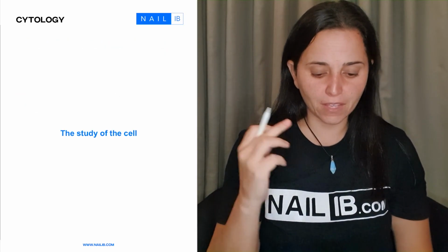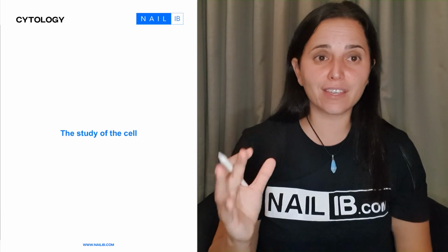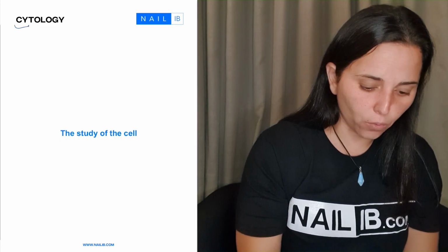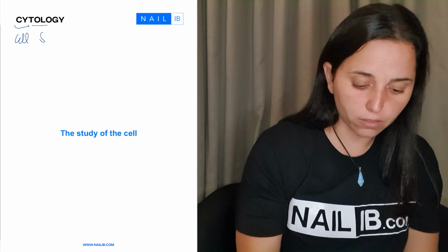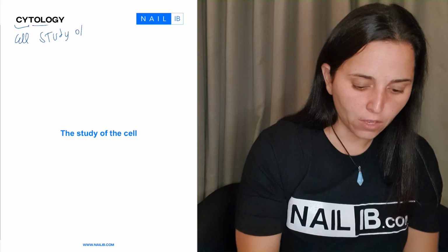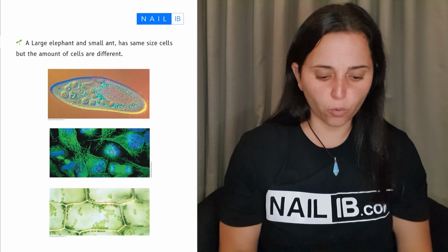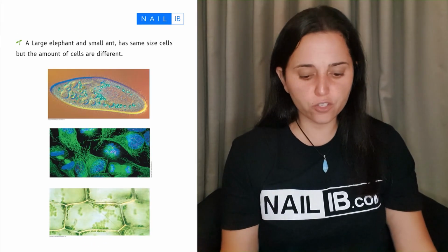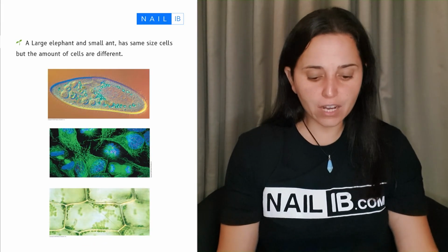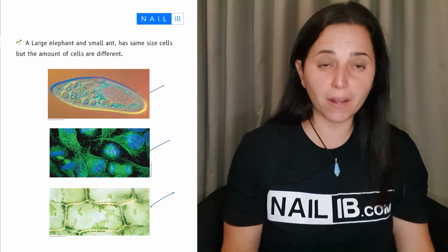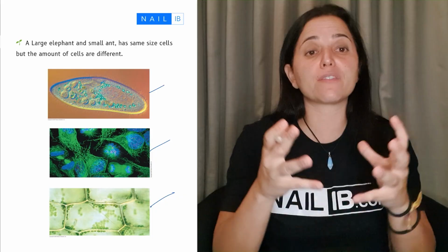So with that, let's first understand what cytology is. Cytology is basically the study of cells. Whenever you see the word cyto, think of cells, and the word logy means the study of. It's very important that we understand that not every cell is going to be exactly the same shape. If you look right here, you have three pictures, and none of them are the same. All of them are different cells. This is a paramecium. This is a nerve cell. This is a plant cell. Can you see that there are so many different types of cells in the world?